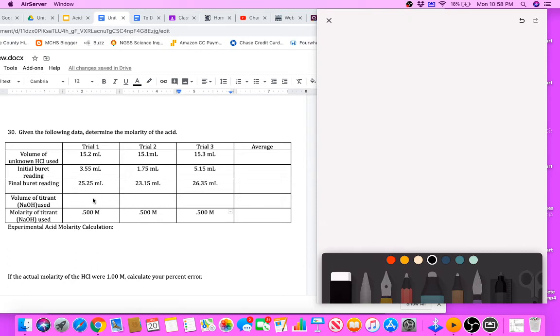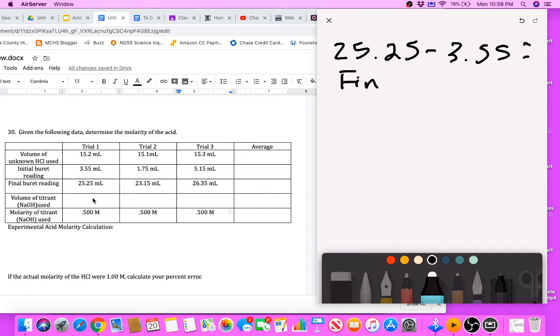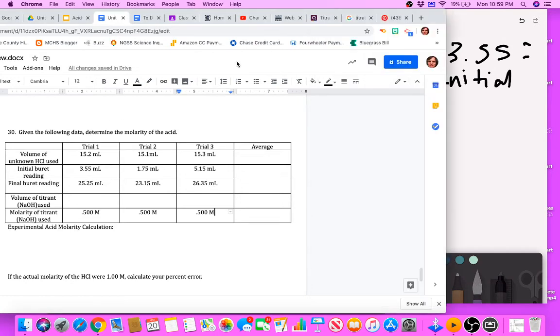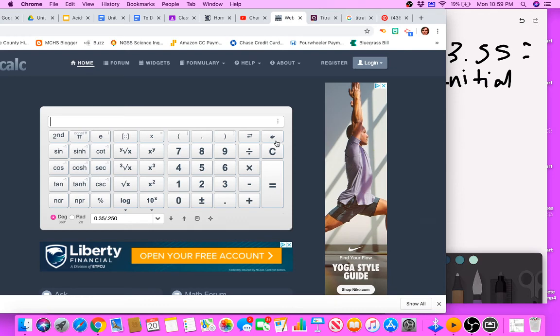So again, to get our volume of titrant used, we're going to do the final burette reading here for trial 1, which is 25.25 minus the initial, which is 3.55. Again, we're doing final minus initial burette reading here. So I just want to make sure that you know that. And I'm going to type this in on my calculator. Make sure it's clear.